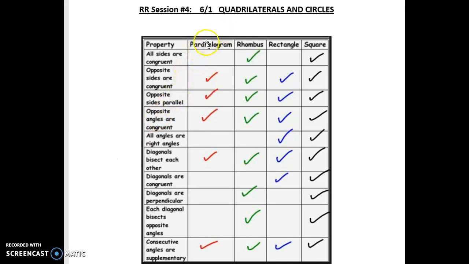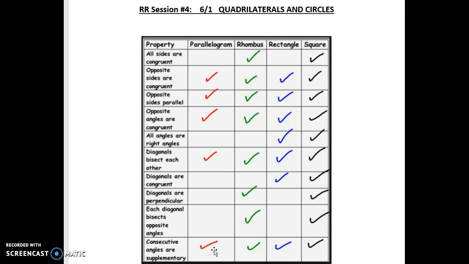Quadrilaterals are four-sided figures. The most general quadrilateral is a parallelogram. And notice that it doesn't have as many check marks as the other one. Please take a moment to copy down all of the properties of all four of the main quadrilaterals that we work with. Notice that when it's checked off, it means that that quadrilateral has those properties. So a parallelogram, opposite sides are congruent and parallel. Opposite angles are congruent. Diagonals bisect each other, and consecutive angles are supplementary.